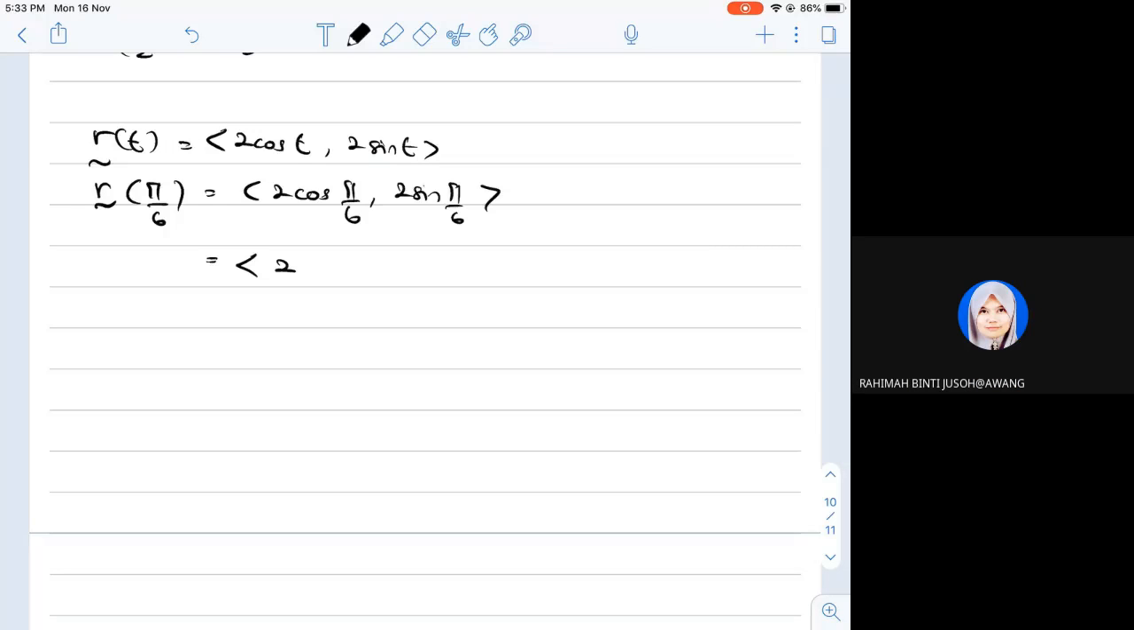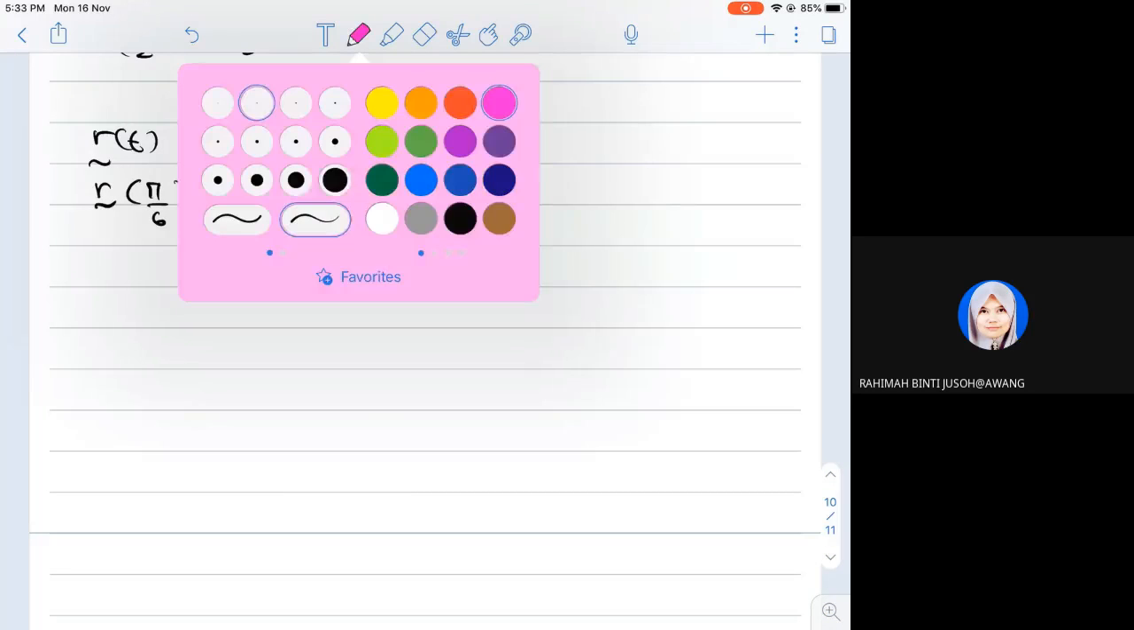Okay, pi over 6 is 30 degrees. So square root 3 over 2. And then this one, 2 times pi over 6 should be 1 over 2. Like this. Guys, a student asked me, madam, is it the same?